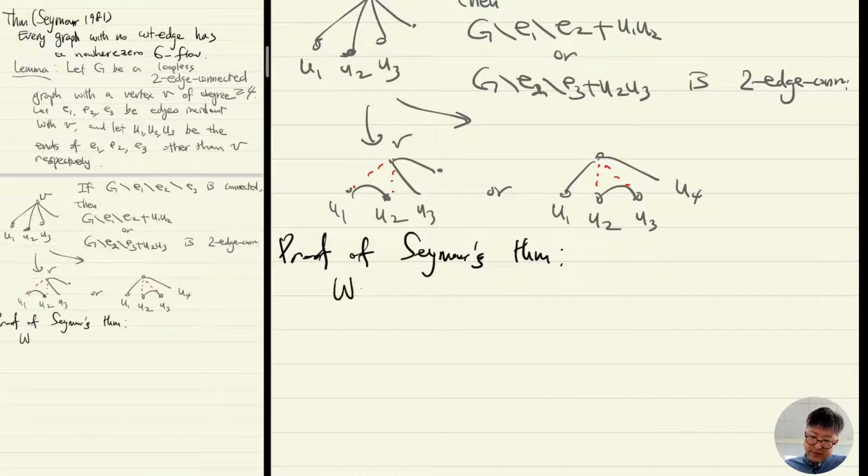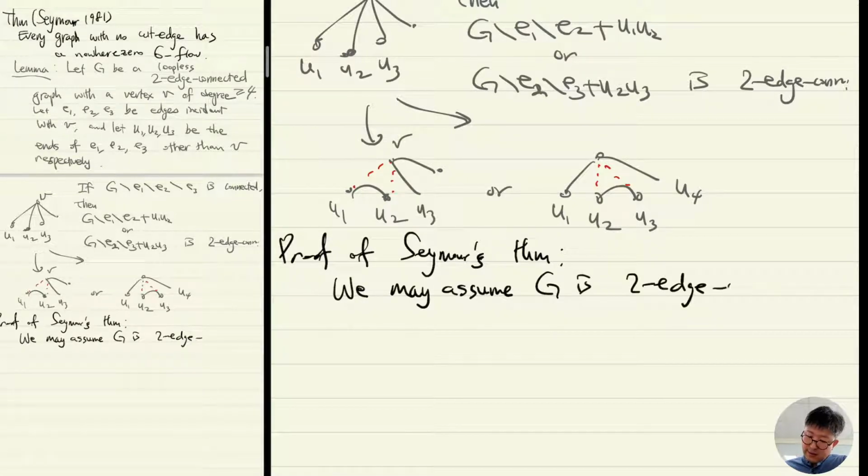So we may assume G is 2-edge connected. The statement itself says the graph has no cut edges, but then we look at its components. If a component doesn't have an edge, then there is nothing to worry about, so we can delete it.